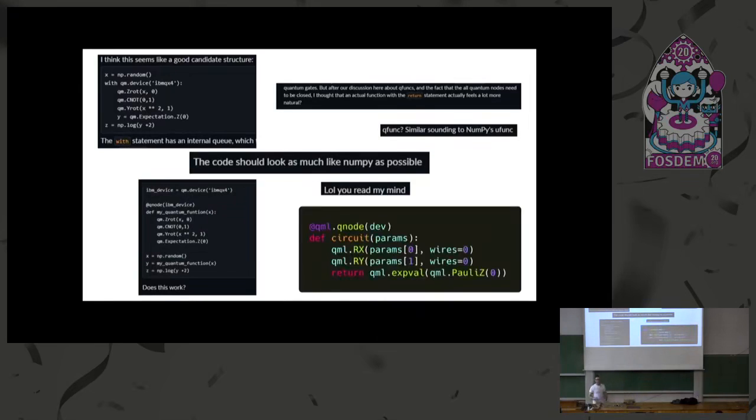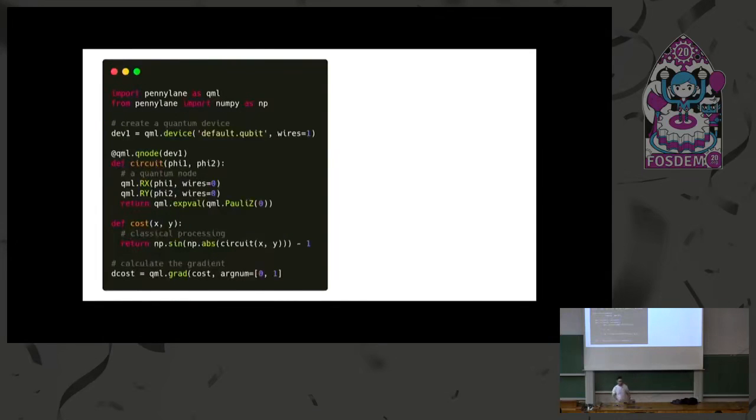So in PennyLane, all quantum circuits are functions. Within these functions, you define your quantum operations. The functions take classical parameters, and they output measurement statistics. So this is just a quick overview of what a quantum machine learning task looks like in PennyLane.